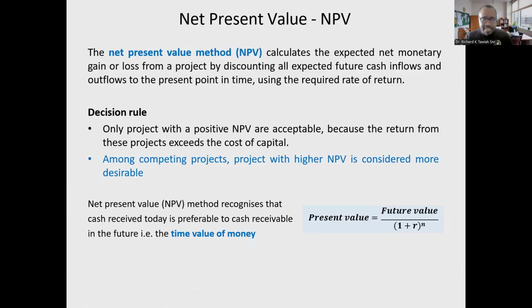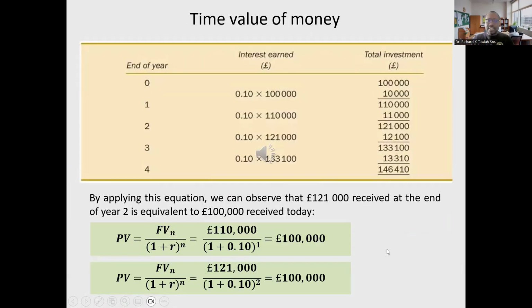Okay, decision rule, like I said: accept all positive NPVs. Among any competing projects, go for the one with a higher positive NPV. Never go for a lower NPV, okay? So there's a discount factor we use, which you can see the formula here. The present value formula is future value divided by 1 plus the rate to the power n, or the number of times. That's the time value of money.